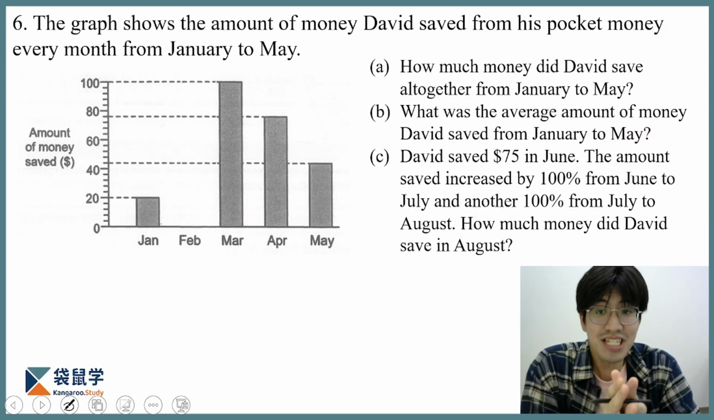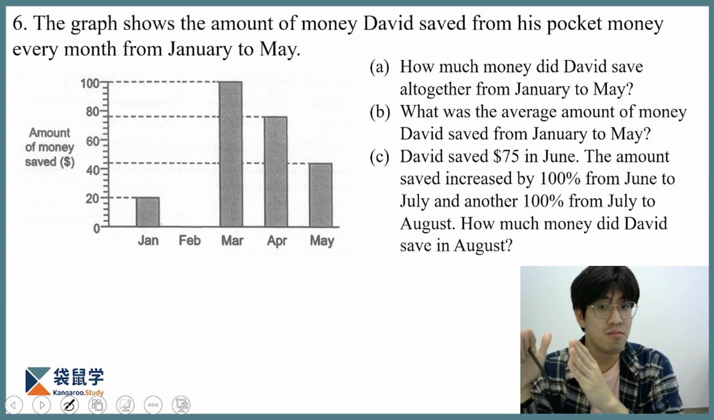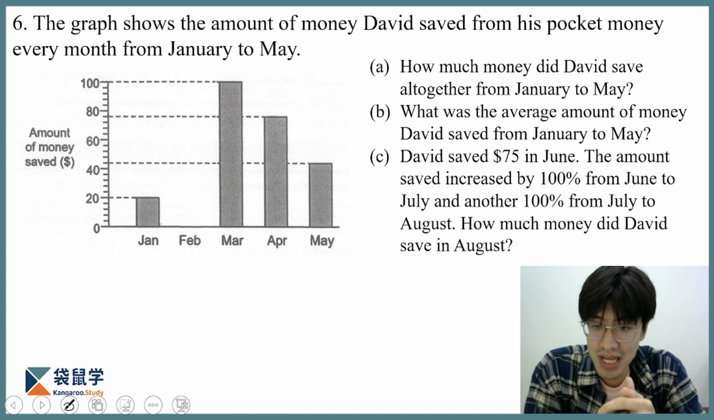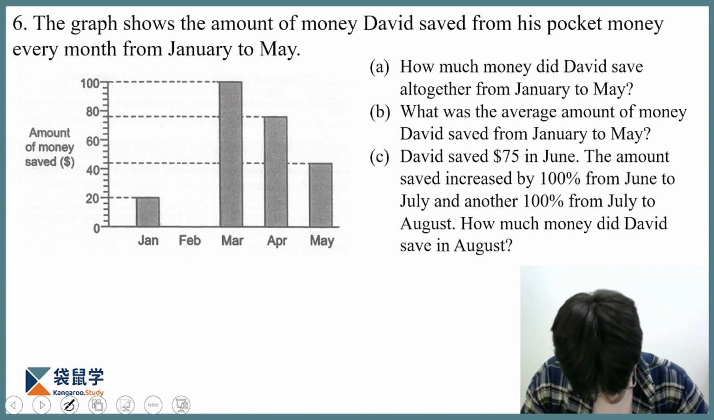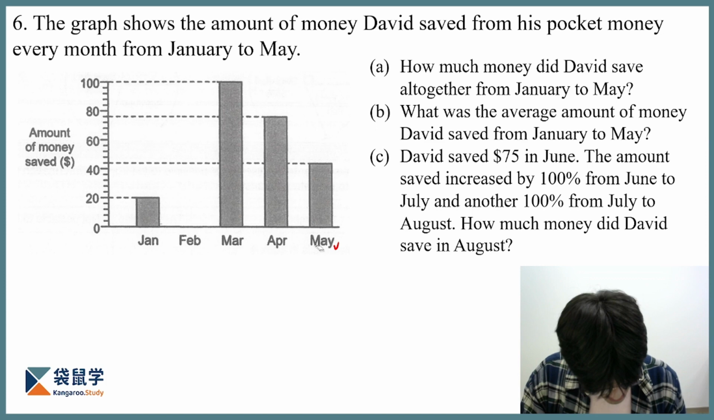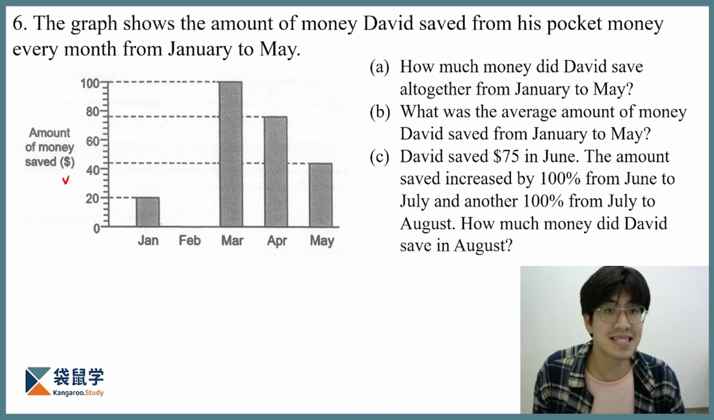For today, let us look at bar graph. This graph shows the amount of money David saved from January to May. Let us have a closer look at this graph. In the horizontal axis, we have the month, January, all the way to May. And then in the vertical axis, we have the amount of money saved.